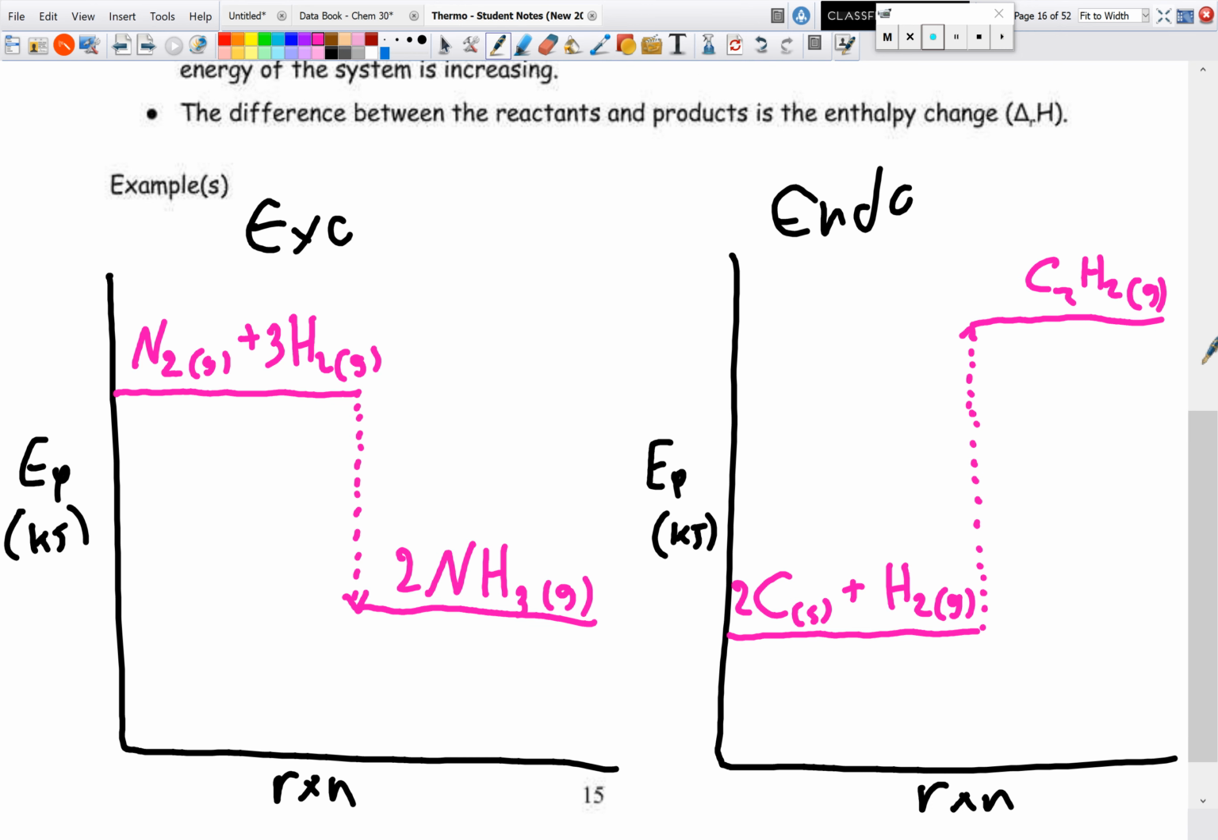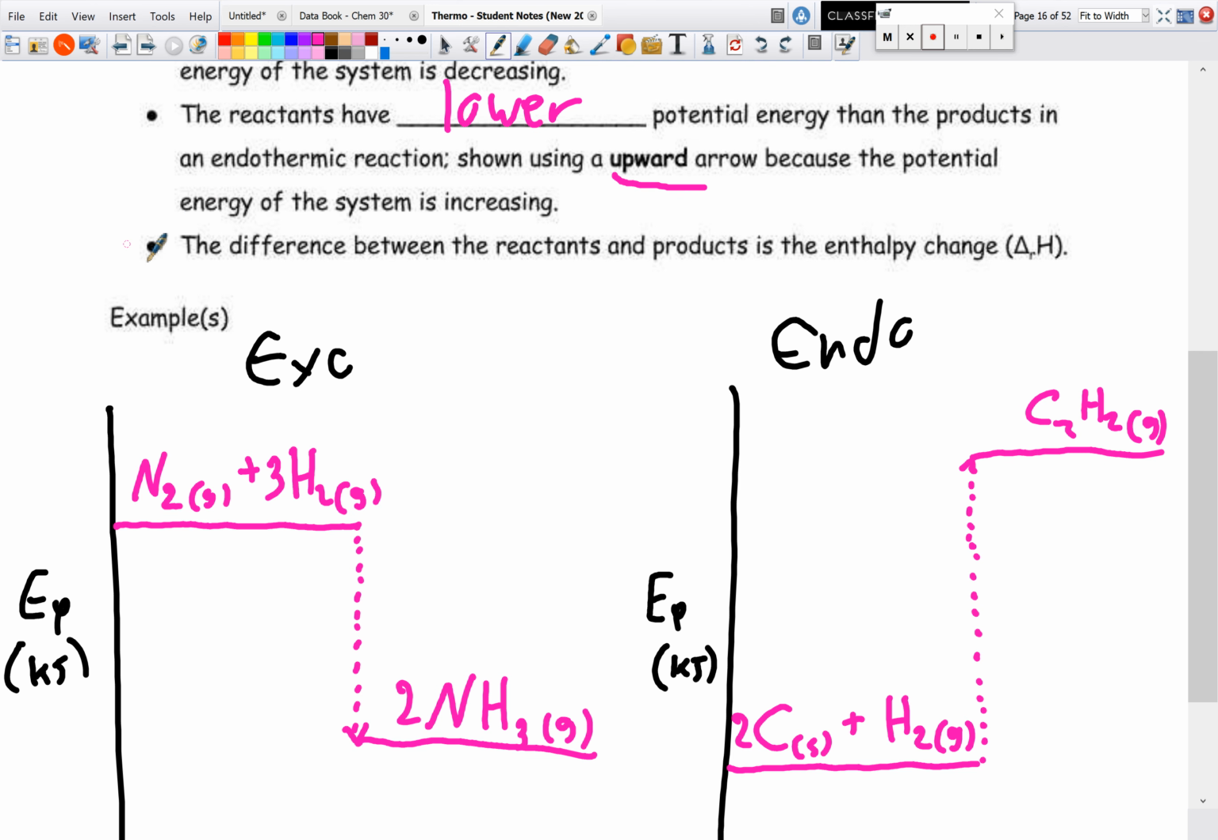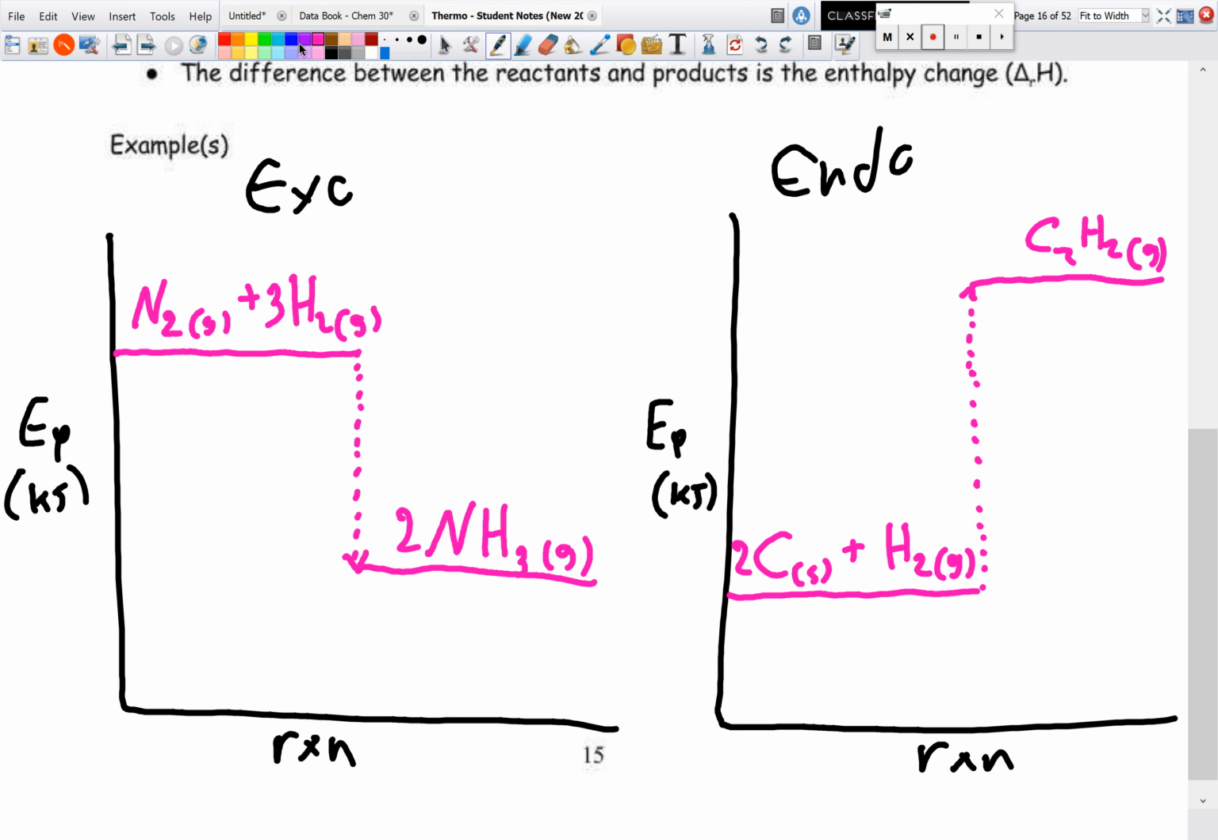Now, to the last point, it says right here, the difference between reactants and products is the enthalpy change. So just because we're representing these as a graph, it doesn't mean we can't still find potential energy. If you were to take the difference between reactants and products, for example, I'm just going to draw a straight line or a dotted line across here. If you took the difference between the energy of the reactants and the energy of the products, we would get the change in enthalpy for this one, which is our negative 91.8 kilojoules.